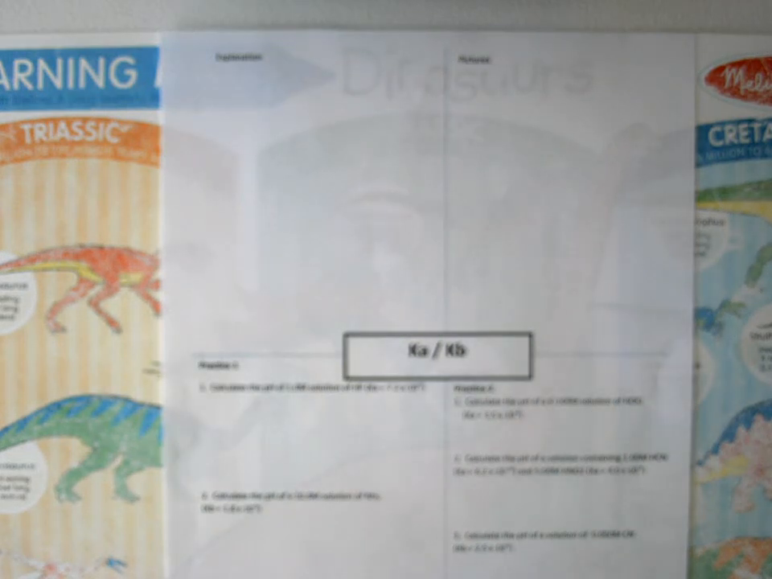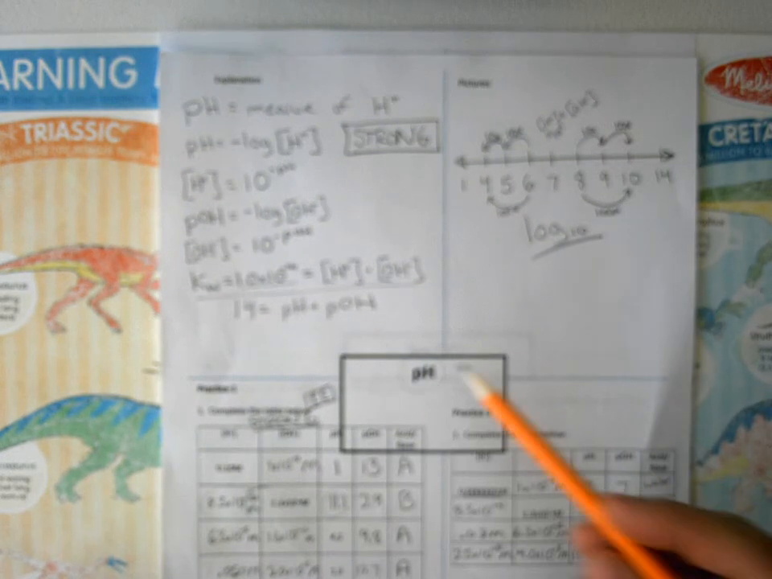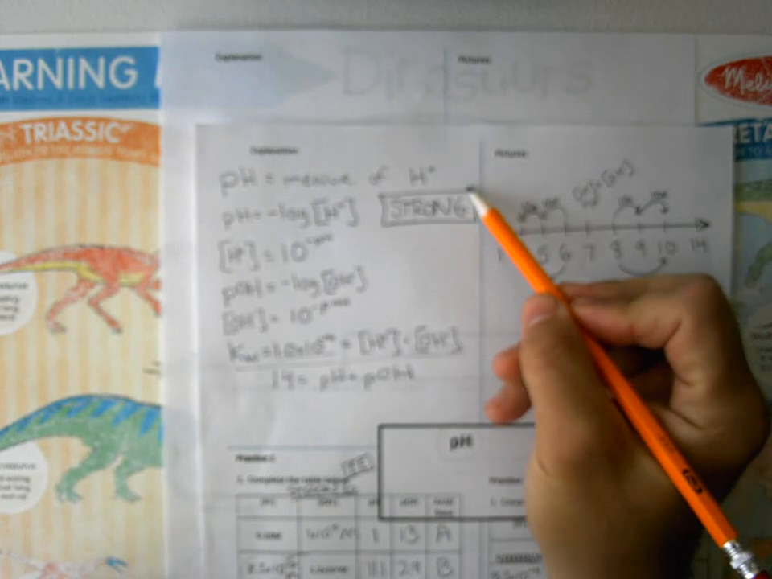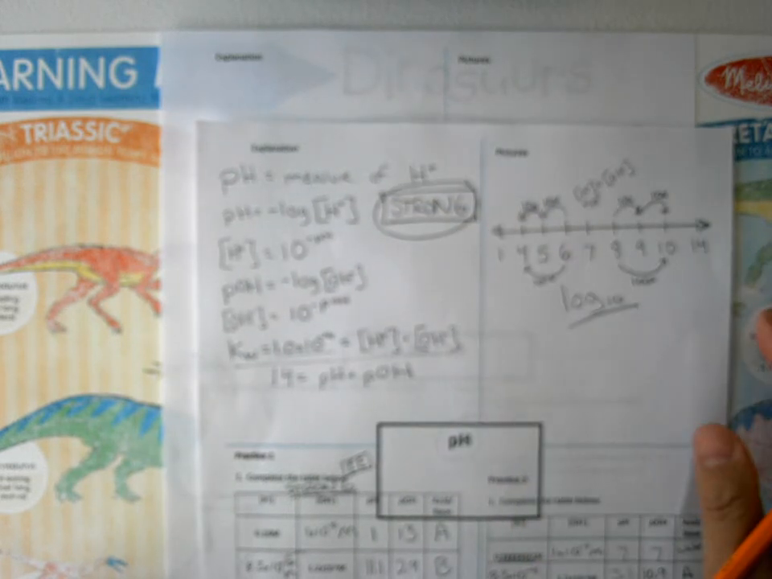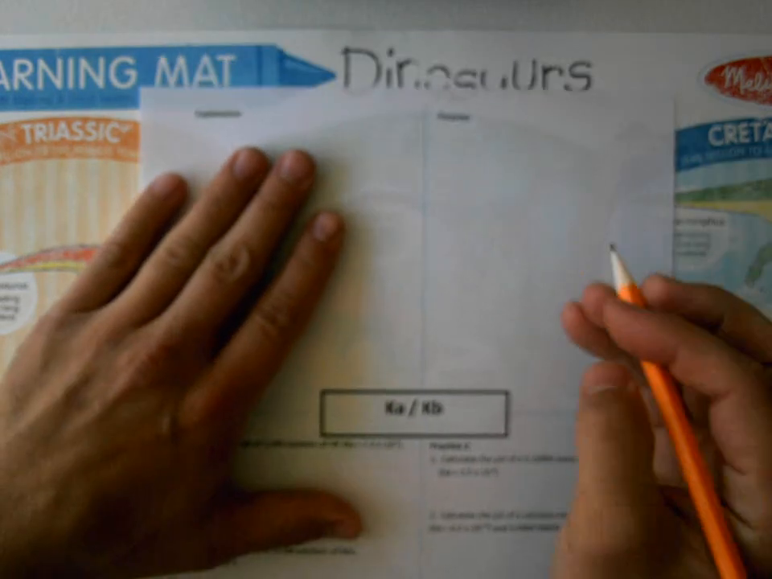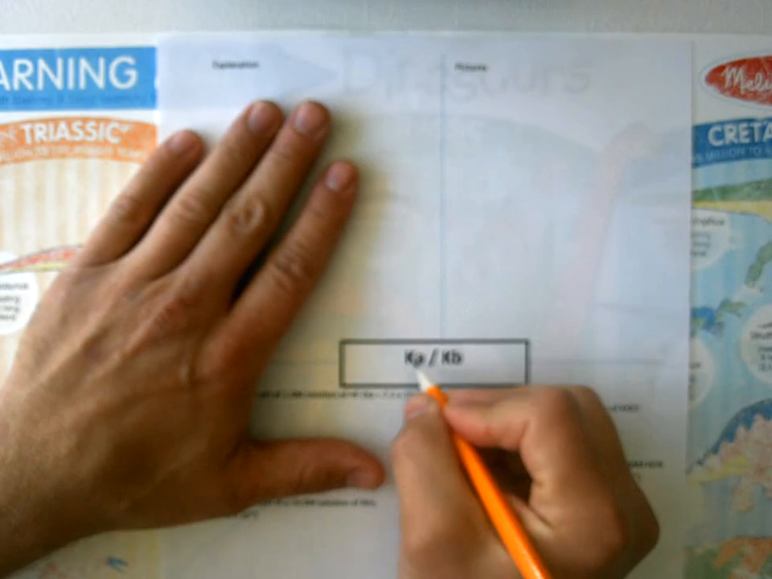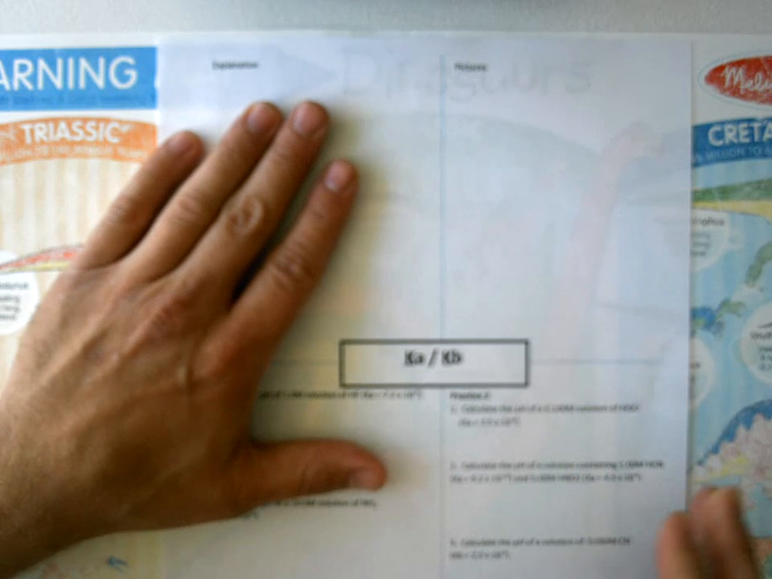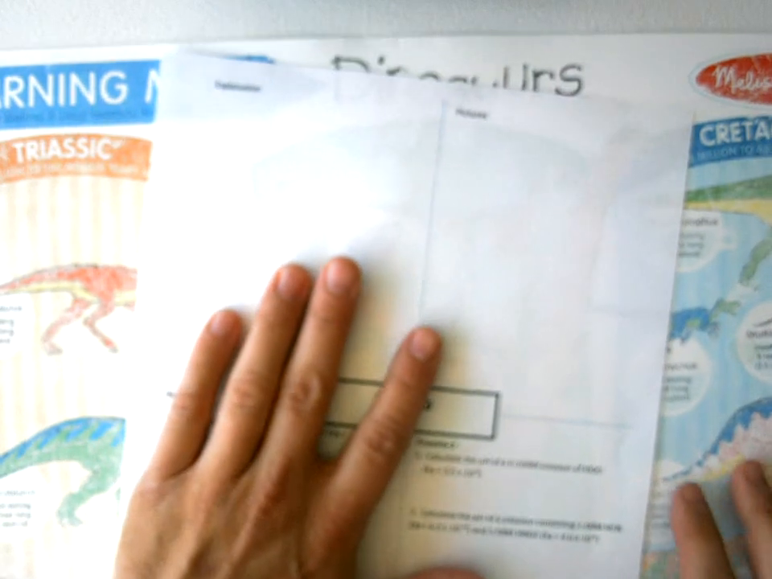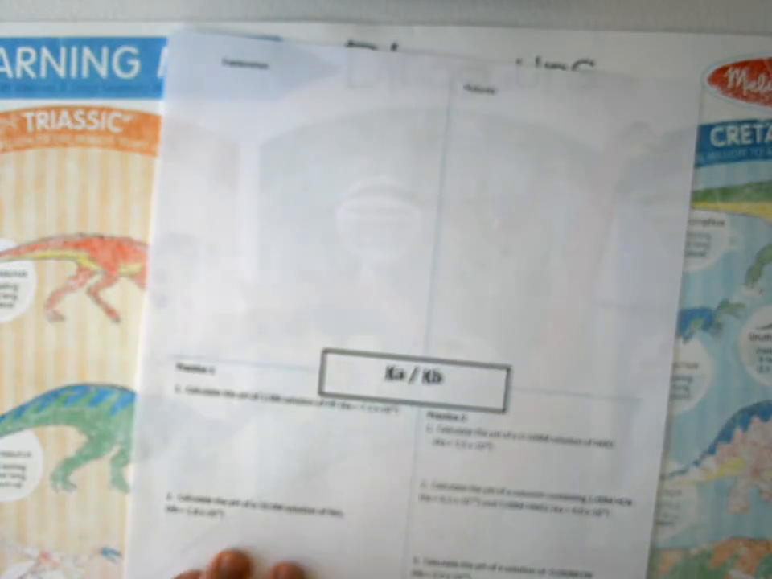A couple of classes ago, we were talking about pH, and pH is a measure of the H plus in solution, and we said these are the calculations you do when you have strong acids and bases. So let's come over here to the picture of this Ka, Kb, and maybe revisit and remember what K represents. Think back to when we were talking about K values.